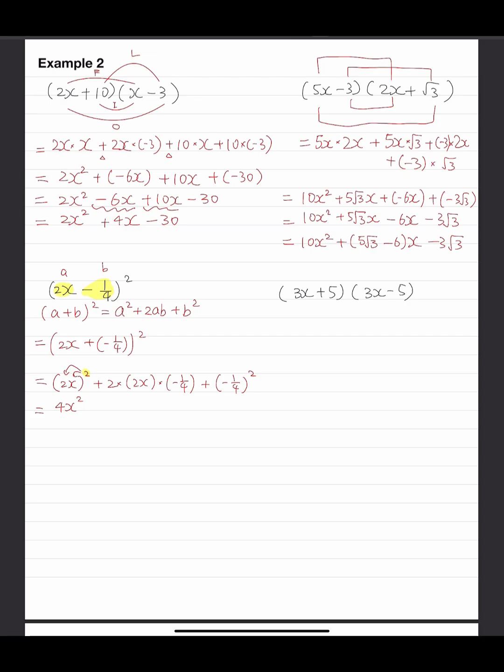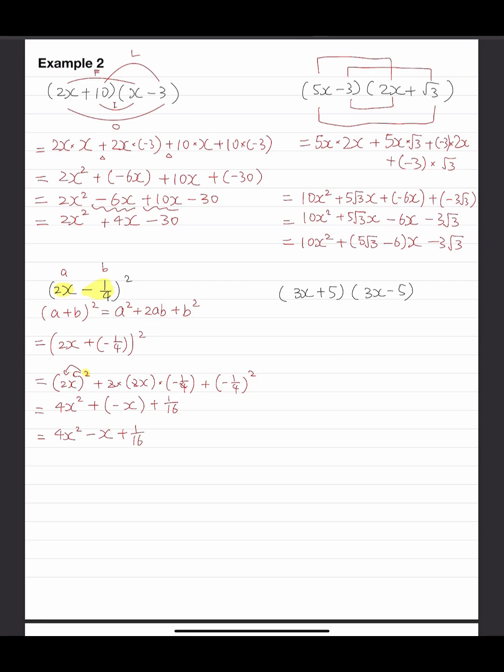And then you have 2 times 2x times negative 1 quarter, which is negative x. And then you are adding negative quarter times itself. So negative times negative becomes positive. A quarter times a quarter is 1/16. And finally, simplify the signs here. You plus a negative x, it's minus x, plus 1/16.